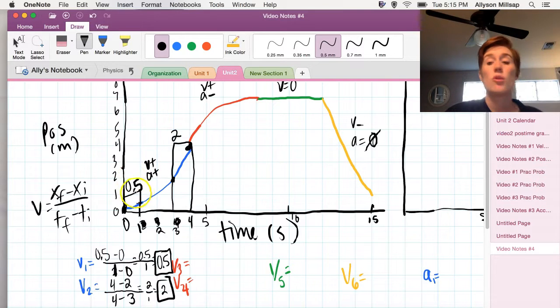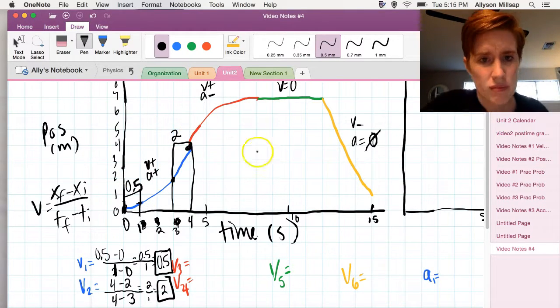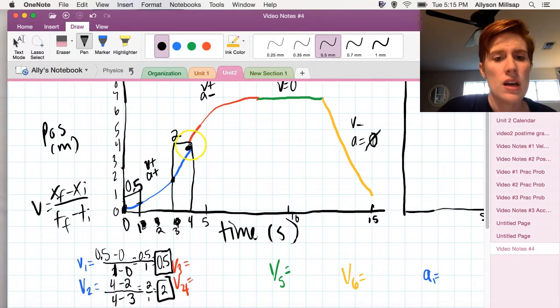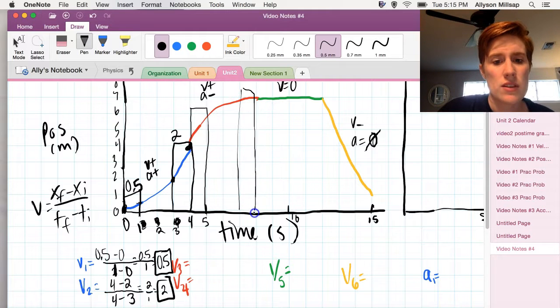So I started at 0.5 meters per second, and then I went to 2 meters per second at the end. Now let's look at our next range of motion. We're going to do the same thing. We're going to look at the first second of this motion and then the last second of this motion. So this is 6, 7, 8, 9.